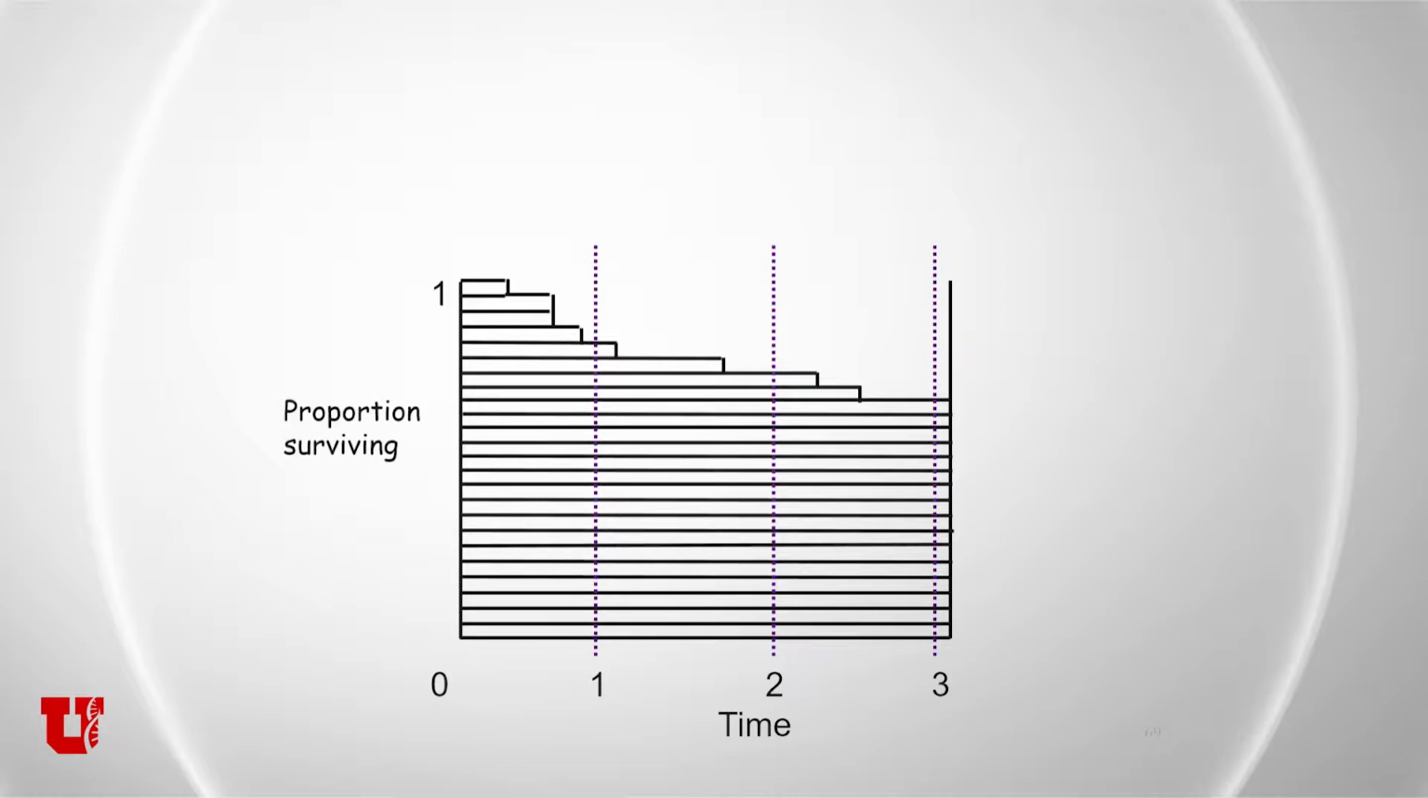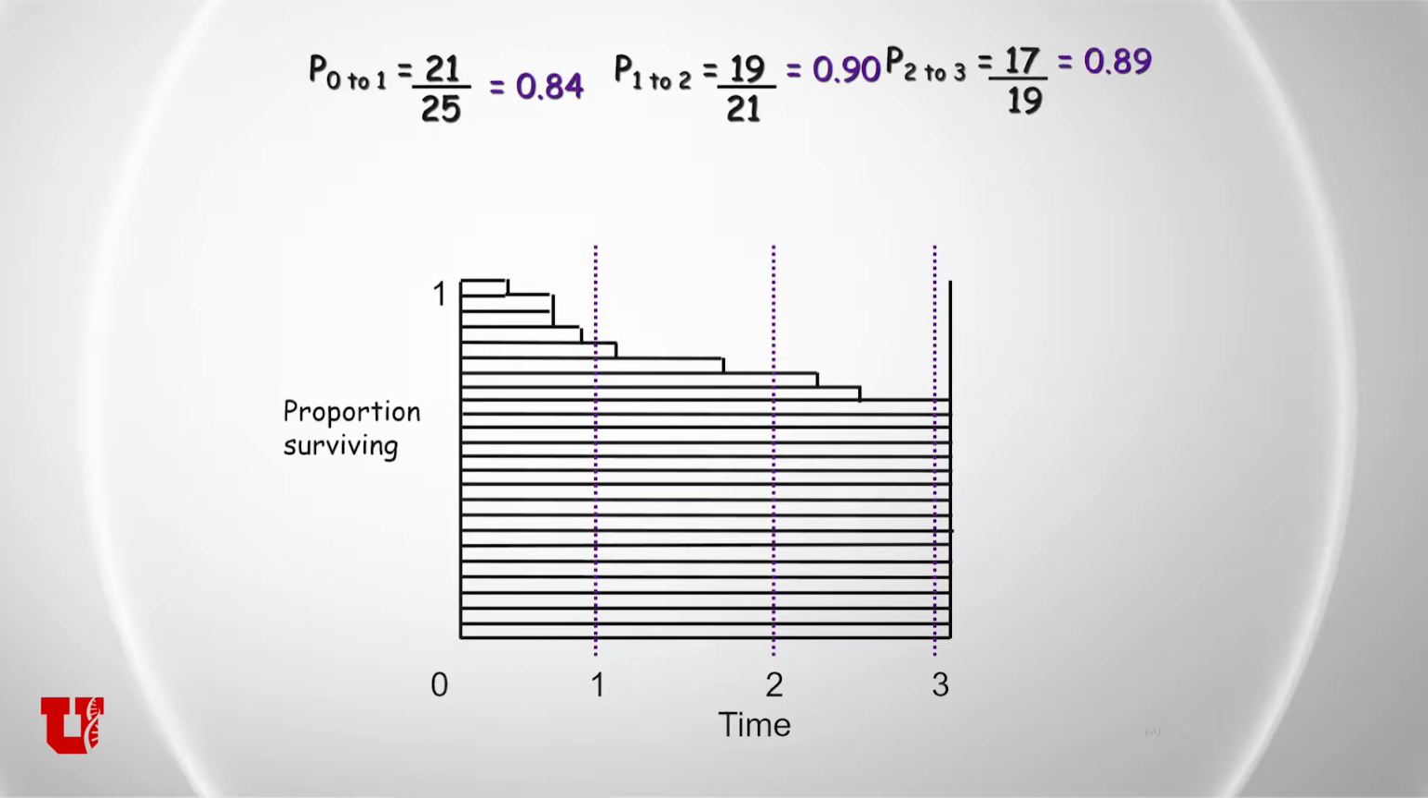So the proportion surviving from time 0 to time 1, the denominator is 25. That's how many horizontal lines are there at time 0. And by time 1, 21 are surviving, so that proportion is 0.84. And then from time 1 to time 2, now the denominator is 21, because that's how many were surviving at time 1. And by the time we arrive at time 2, we've lost 2 more, so our proportion surviving for that time interval is 19 over 21, or 0.9.